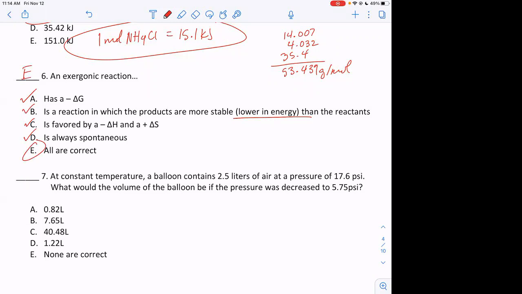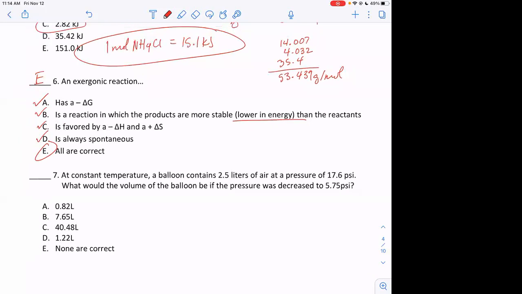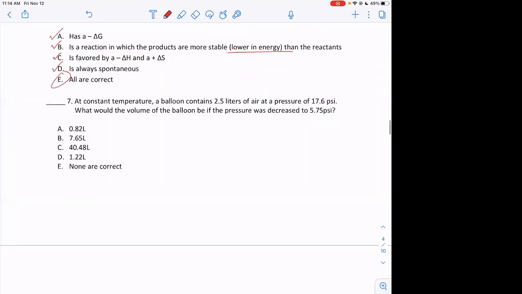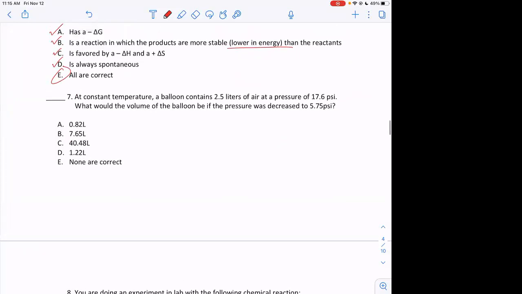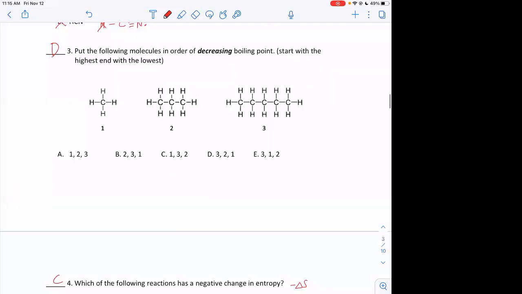Any questions so far on these? Like why, maybe why something went wrong if it did. Number 3. D. Yeah, 3, 2, 1.